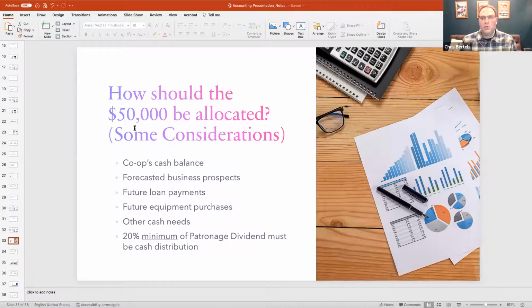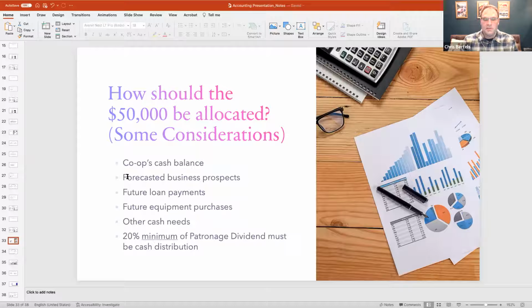And then when you're thinking as a co-op how the $50,000 should be allocated to the members and the co-op, there's a lot of different things to consider, and there's a very important point to understand: there's no correct answer. There's no correct answer as far as how you split or allocate that $50,000. But just some high level things to consider is how much cash on the balance sheet the co-op has.